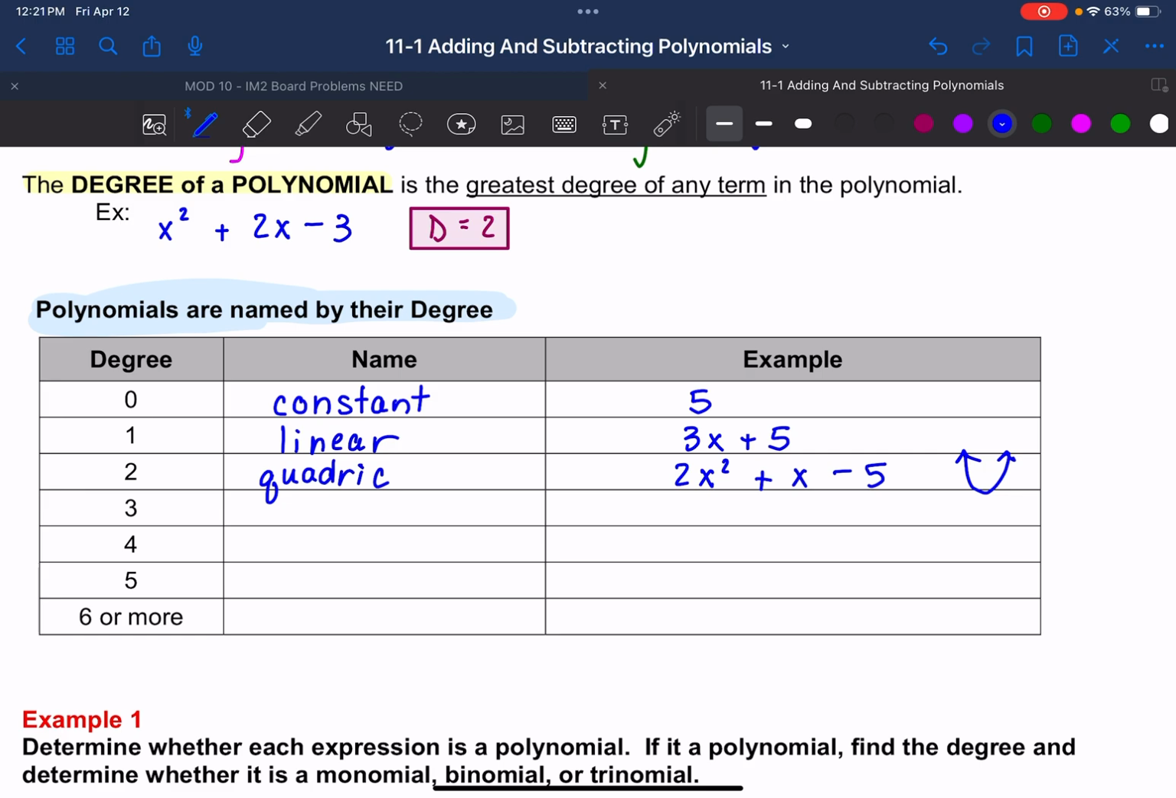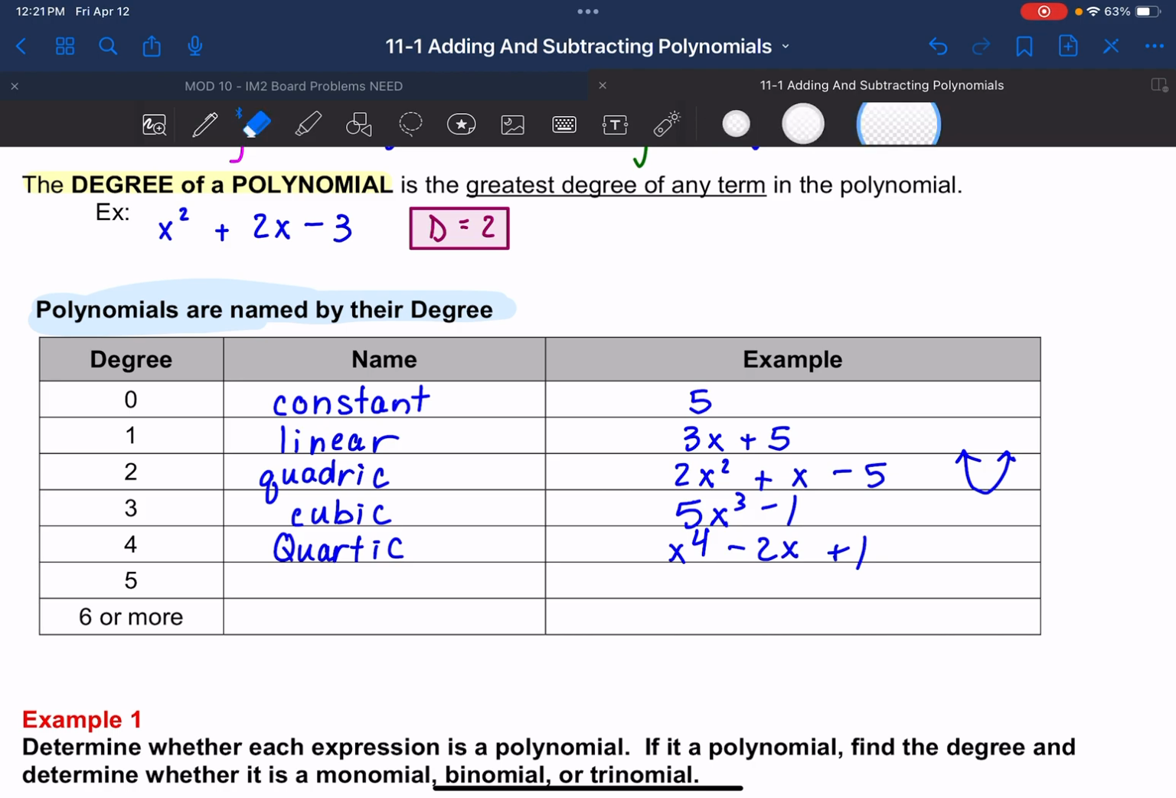Okay, 3rd degree we call a cubic. So anything that the highest degree of any of the monomials would be a 3, so I could have something like 5x cubed minus 1. Okay. And a 4th degree is called a quartic, kind of like a quarter, quartic. So I can have x to the 4th minus 2x plus 1, anything where the highest term is a power of 4. And then we have a quintic.